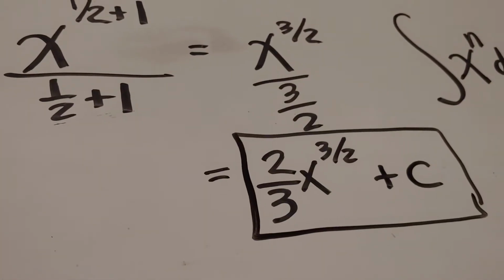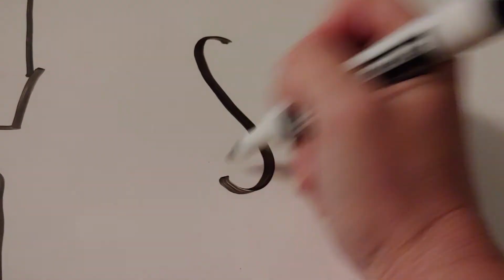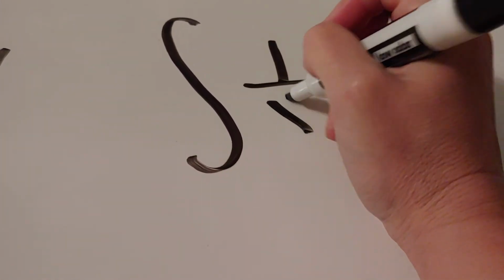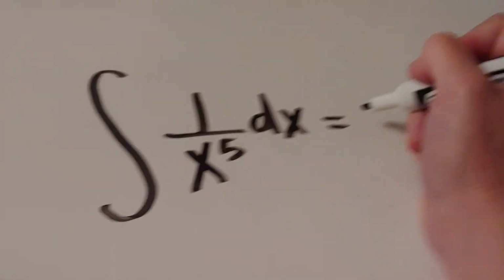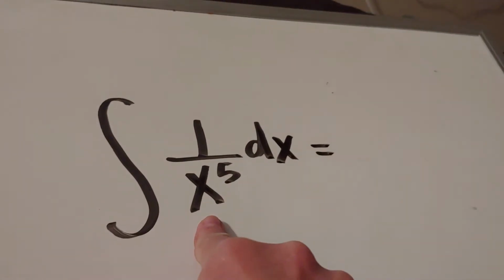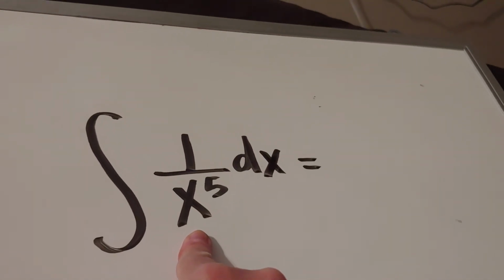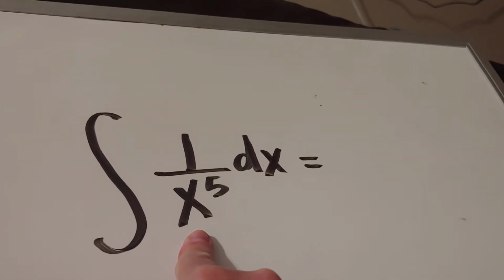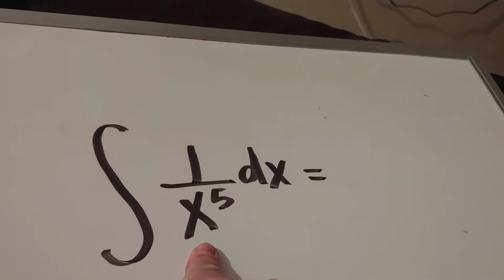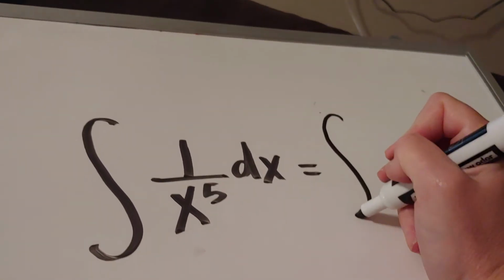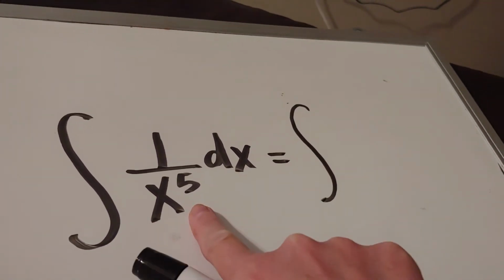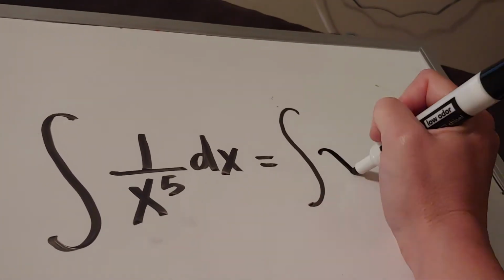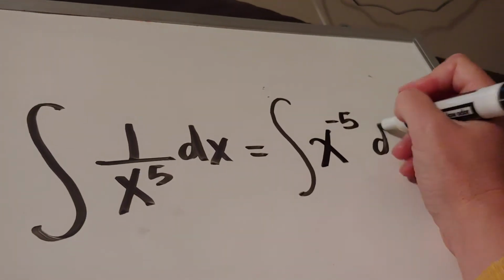All right, cool. All right, let's do one more, this time with a negative exponent. So if I had 1 over x to the 5th. Okay. So here, you wouldn't want to just do the power rule down on the bottom. We don't do the power rule just on the bottom when we're taking derivatives. So the same is true here. So I'm going to keep my integral symbol for a second because I am not integrating yet. Okay. I'm just going to rewrite this as x to the -5.